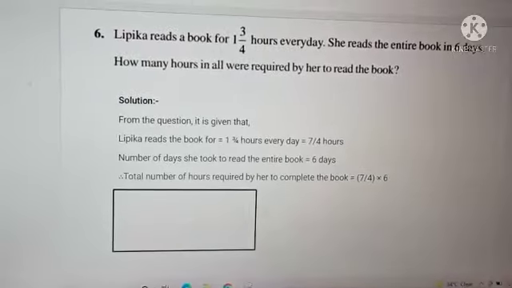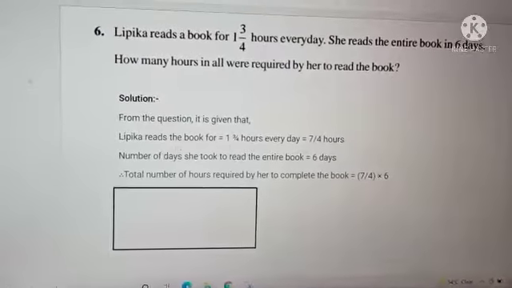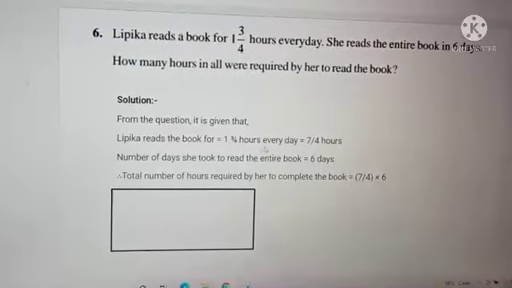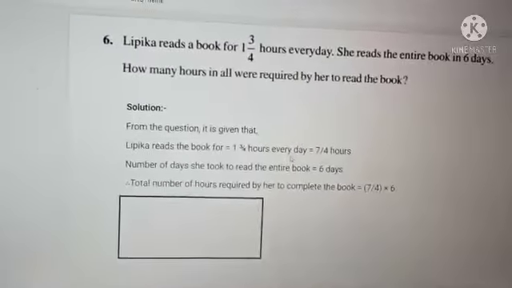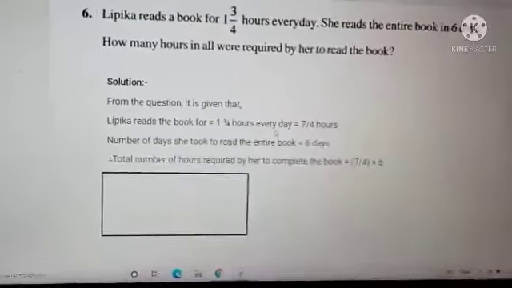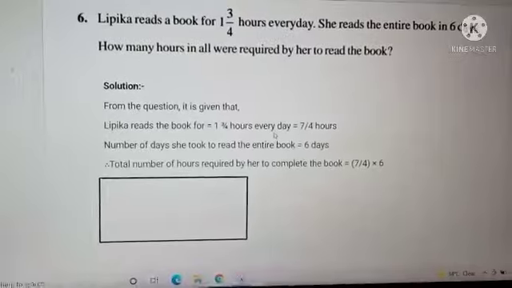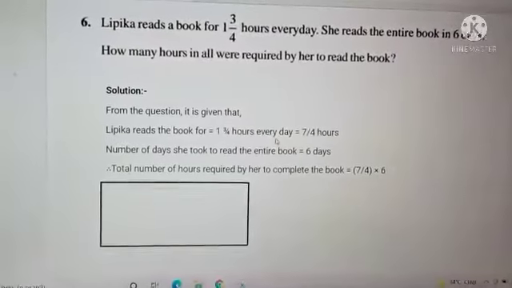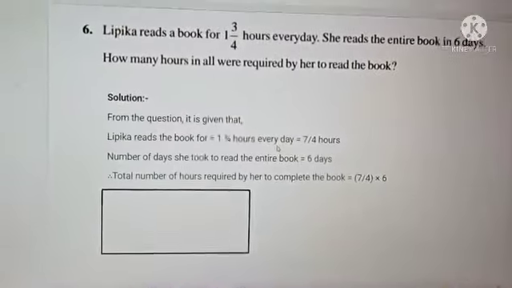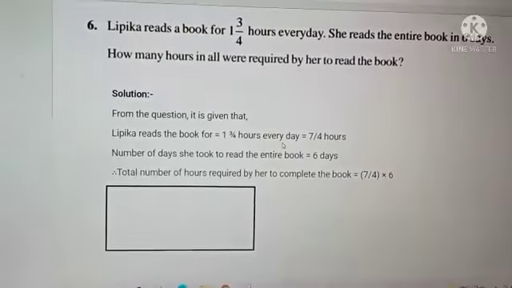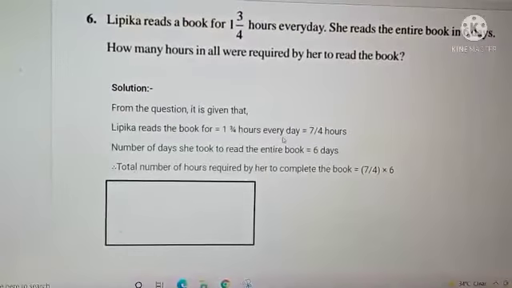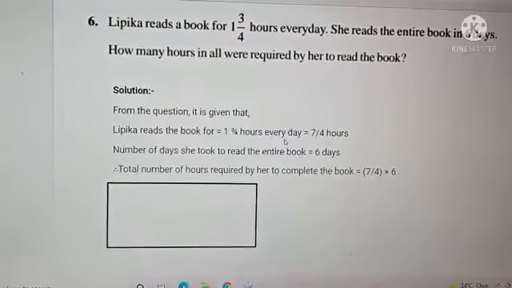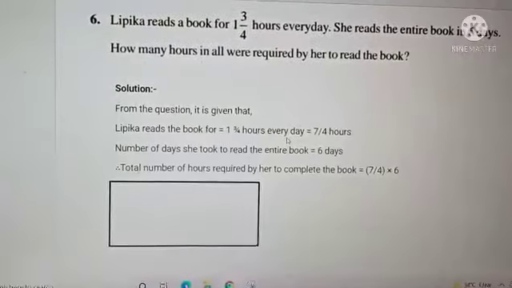From the question it is given, Lipika reads the book for 1 and 3 by 4 hours every day. Did you read books, children? How many hours will you read a book in a day? See, here Lipika reads 1 and 3 by 4 hours every day. 1 and 3 by 4 means 1 into 4, 4. 4 plus 3, 7. 7 by 4 hours.